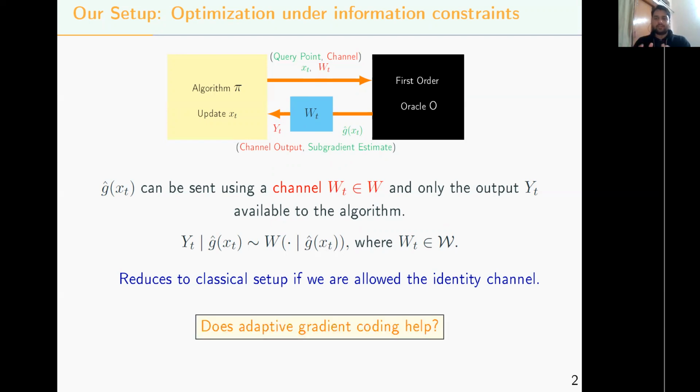What we want to answer in such a setup is, does adaptive gradient coding help? Meaning, at time t, the algorithm would have some information of what the gradients are likely to be based on previous iterations. So does changing the channel to be used at time t, based on all the previous information it has received, help in any way to optimize faster?